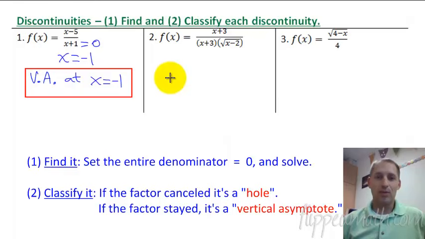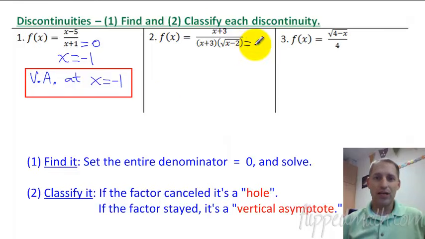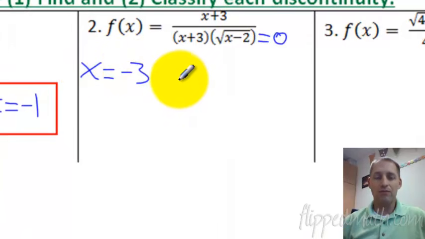Next, number 2. Okay, so we're going to take the denominator and set it equal to 0. That's how we find the discontinuities, to see where the breaks in the graph are. So we take x plus 3 and solve it. You get x equals -3. That's the first discontinuity.